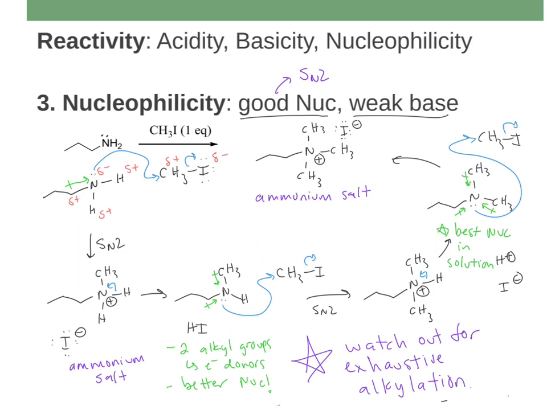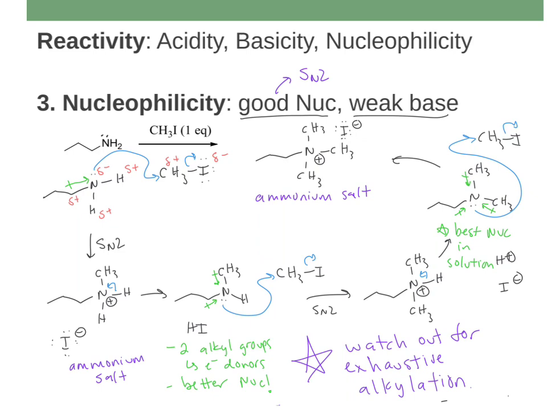Anyways, you have to watch out for this exhaustive alkylation. Now, you can imagine if these alkyl groups become bulkier, this methyl is as small as you can get, but if they're bulkier, this becomes less of an issue because as you add on another bulky group, it's harder to get to the amine, but you still want to be mindful of it.